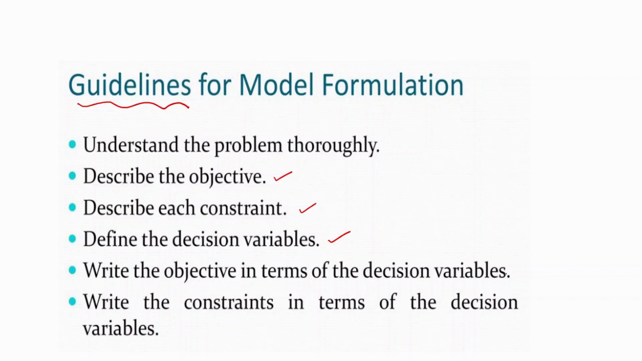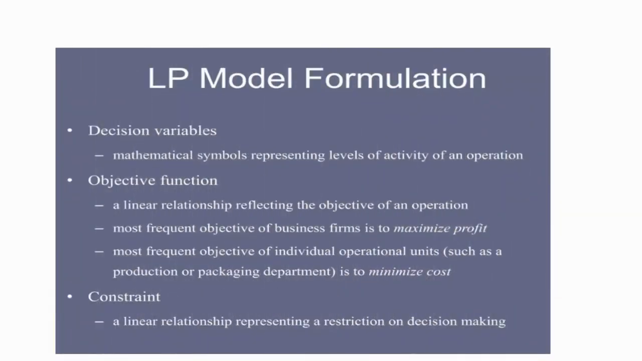Write the objective in terms of the decision variables. Write the constraints in terms of the decision variables, and like this you will formulate your linear programming problem. So the important ones to notice are the decision variables, objective function, and constraints. So let's go through them one by one. Decision variables are the mathematical symbols representing the levels of activity of an operation. They are always represented by x1, x2 up till xn, or if it's a 2 or 3 variable problem, you can take x, y, small z, like this. So these are the decision variables.